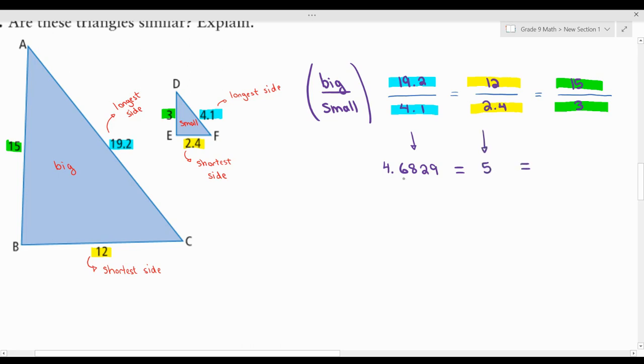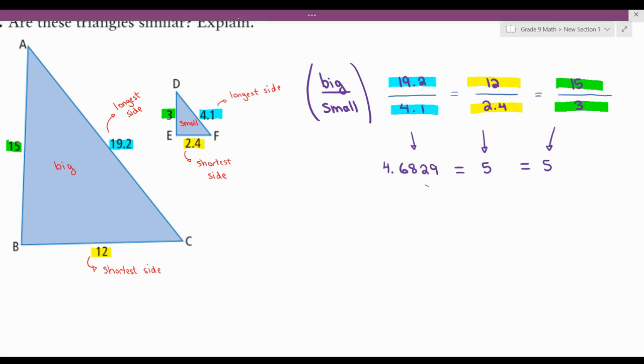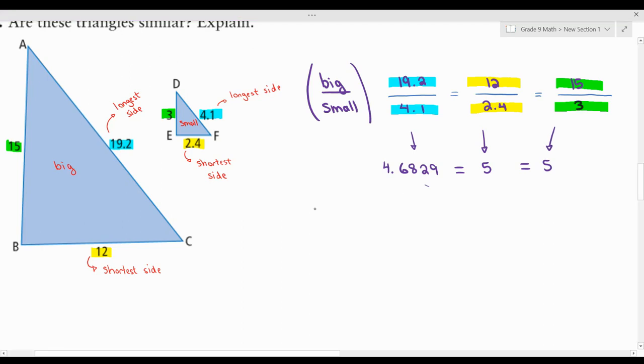So right away, these are not the same. Yes, you could round this and say it's 5, but when you're talking about similar triangles, the ratios have to be exactly the same. You can't round and then assume that they are the same length. So this is failing right now, but let's just double check. I know 15 divided by 3 would be 5. Because these are not the same, the sides are not proportionate, so these are not similar triangles. We've proven that they cannot be similar.